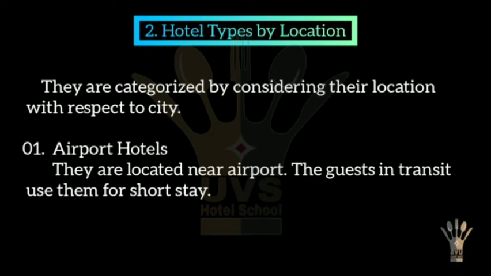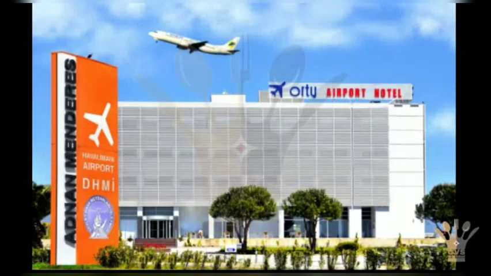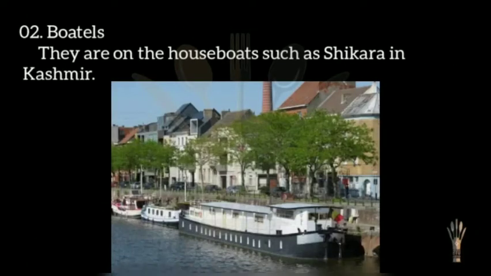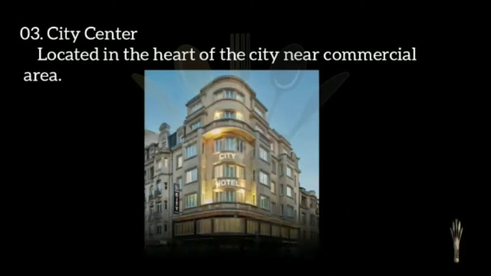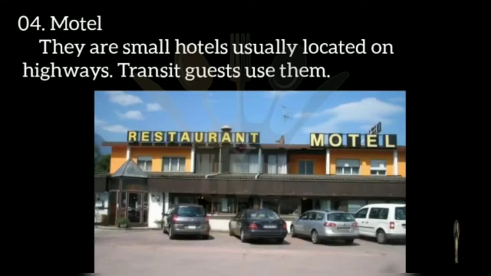1. Airport hotels. They are located near the airport. The guests in transit use them for short stays. 2. Boatels. They are on houseboats such as Shikara in Kashmir. 3. City center. Located in the heart of the city near the commercial area. 4. Motel. They are small hotels usually located on highways.